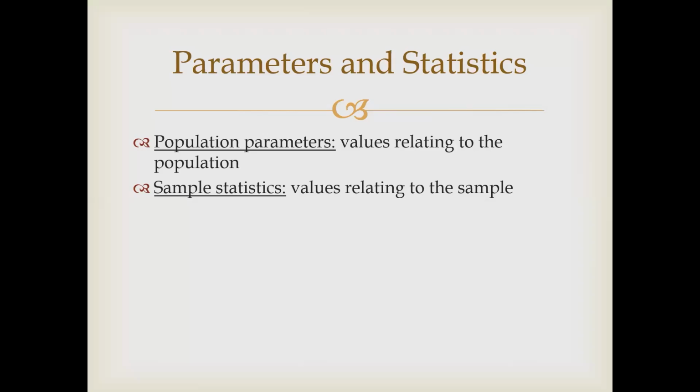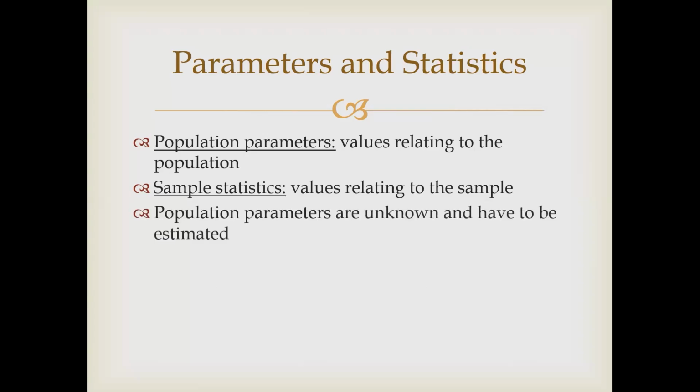So after your study, what you find out is the value relating to the sample, not the value relating to the population. That is still unknown. The population parameters are unknown. They can only be estimated. They cannot be calculated. Sample statistics can be calculated because we are collecting data from the sample. So we can calculate the sample statistics. But population parameters we cannot calculate, because we are not studying the population.